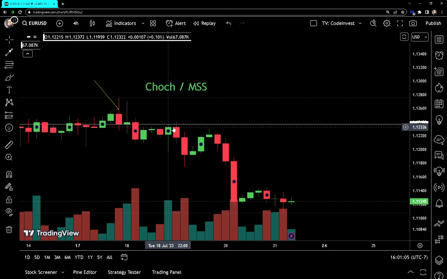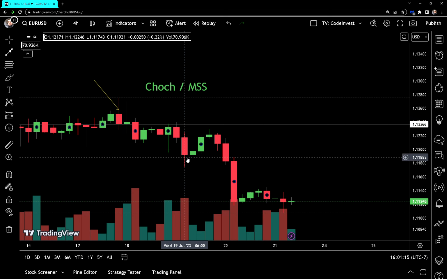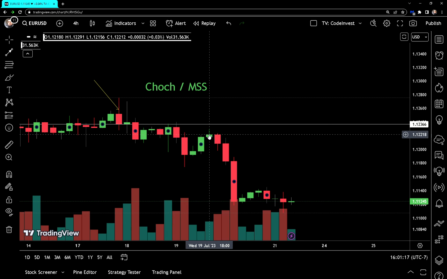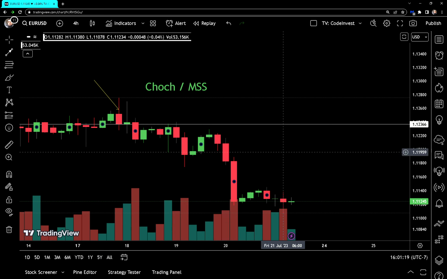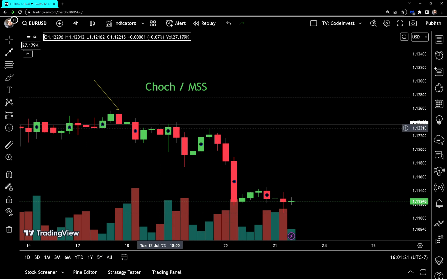Perhaps that was a little bit of one. But then we had another one back down. So as you can see, we had another one. Let's just see, I believe we had a green one here. Did that close above completely?